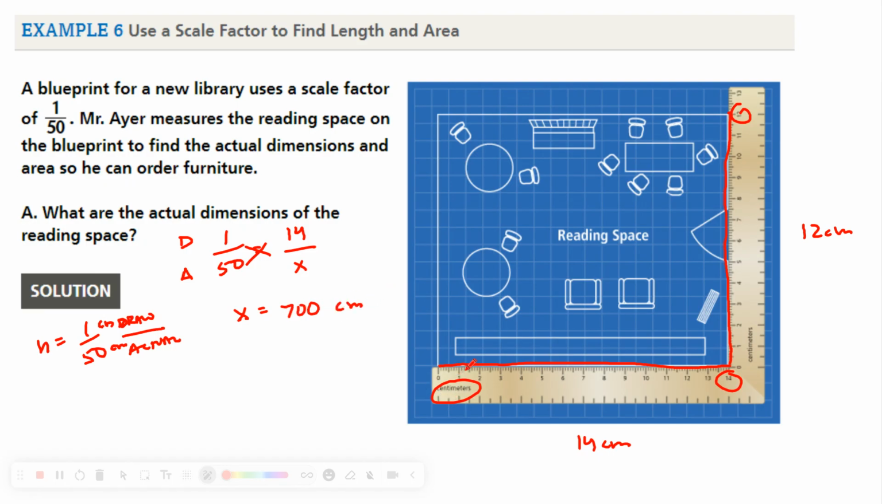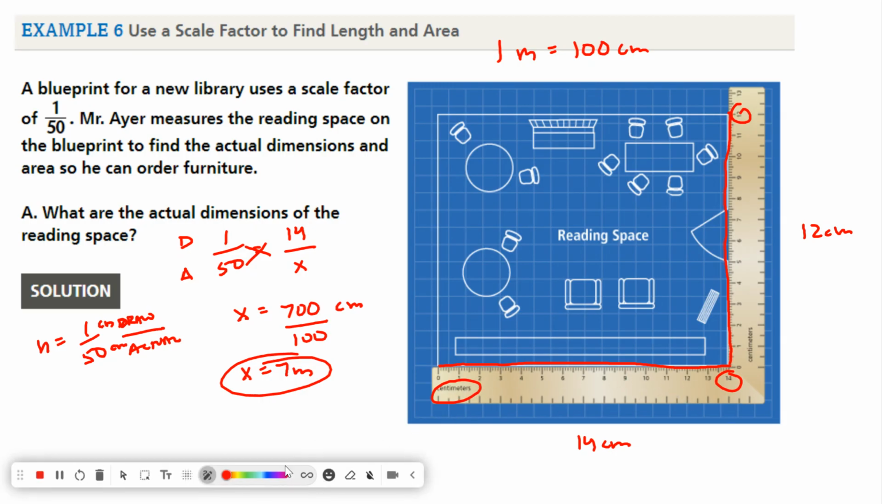Now, we do not measure reading spaces, rooms, in centimeters. We measure them in like feet. And in the metric system, feet, yards, those are all comparable to meters. Now, our conversion factor, I'm going to put it right up here. So 1 meter equals 100 centimeters. Remember, centa means 100, like century, right? So what I'm going to do now is take this x and divide it by 100 to get the number of meters. And x is going to be 7 meters. And that is going to be that actual length, 7 meters.